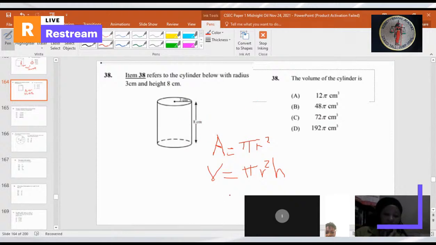So it would be pi, going to leave in there, times 3 squared, which is 9, times 8. And 9 eights are 72, right? Yes. So it would be 72 pi cubic centimeters since it's volume. Okay.